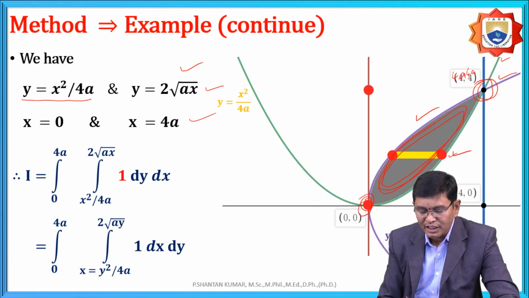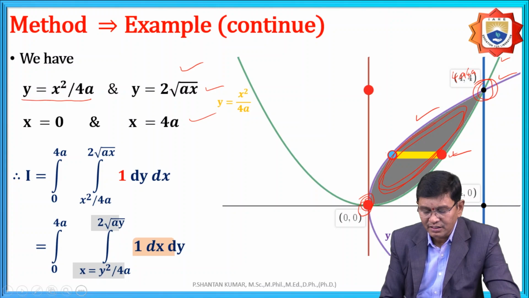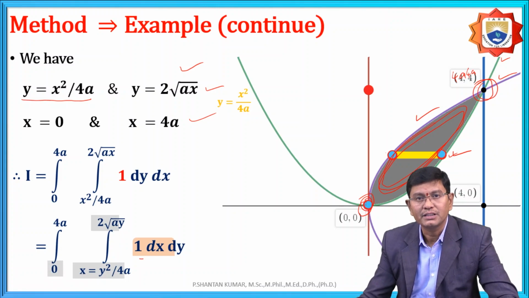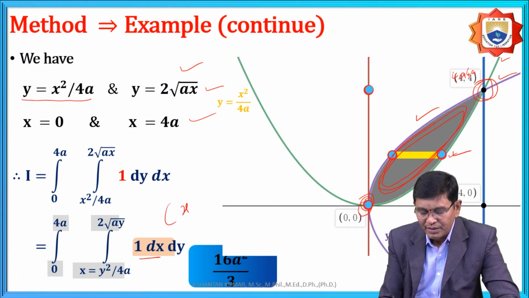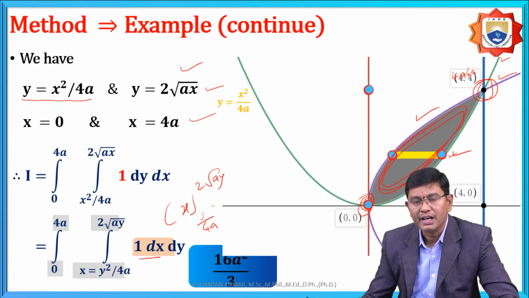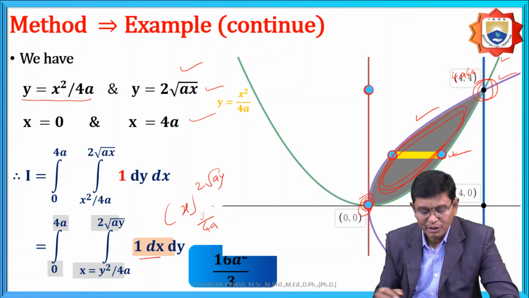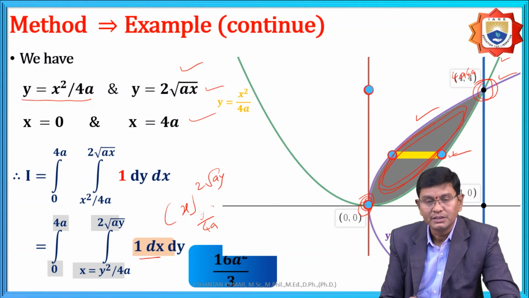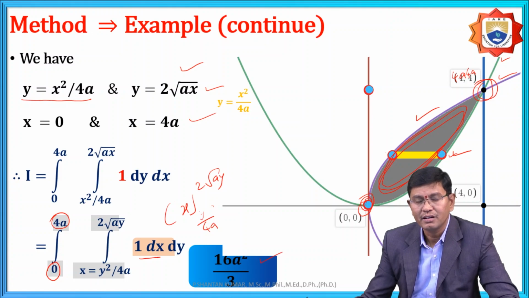After finding these limits, we need to do the integration, first with respect to x and after that with respect to y. While integrating first with respect to x, the upper limit is 2 root ay and the lower limit is y square by 4a. After replacing the upper and lower limits, next we integrate with respect to y and replace the upper and lower limits, which are 0 to 4a. Finally we obtain 16 into a square by 3 as the final solution.